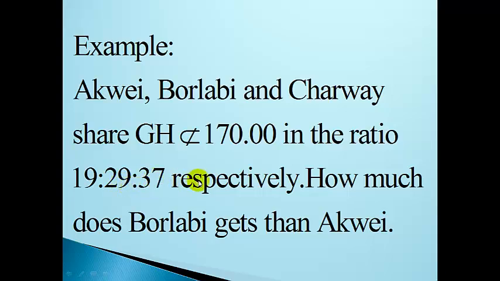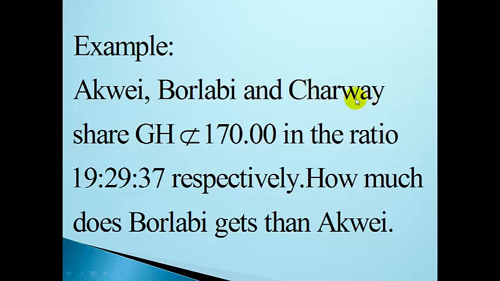19:29:37 respectively. So the word respectively means that Akwe's ratio, that is the first person, corresponds to the first ratio. So Akwe's ratio is 19. The second person, that is Bolabi, corresponds to the second ratio, that is 29.